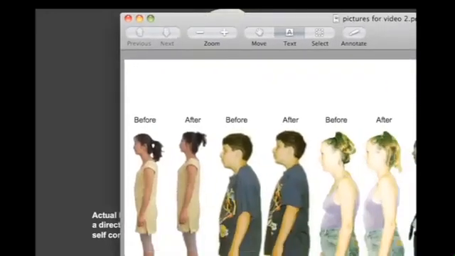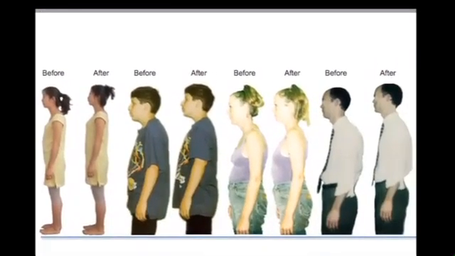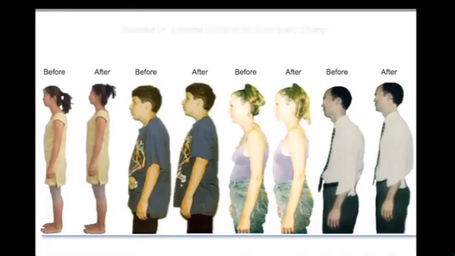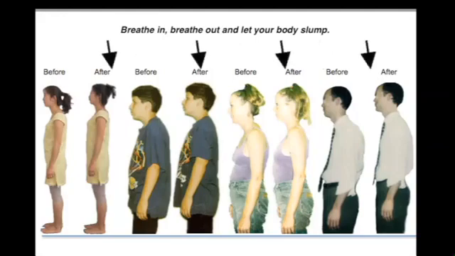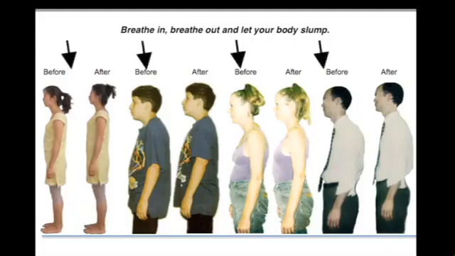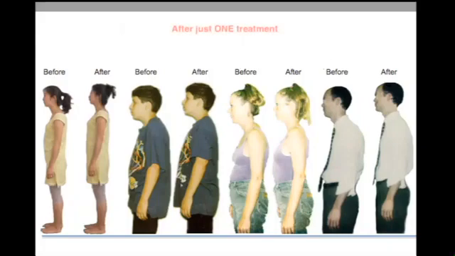If we show you actual people and you look at them, all of these pictures are breathe in, breathe out, relax, and let your body slump. They are relaxed in the before treatment pictures, and they are relaxed in the after treatment pictures. And you could see how their bodies collapse in the before pictures. All they had was one time, one treatment. You can see they're in the same clothing, one treatment with the Advanced BioStructural Treatment Protocol.